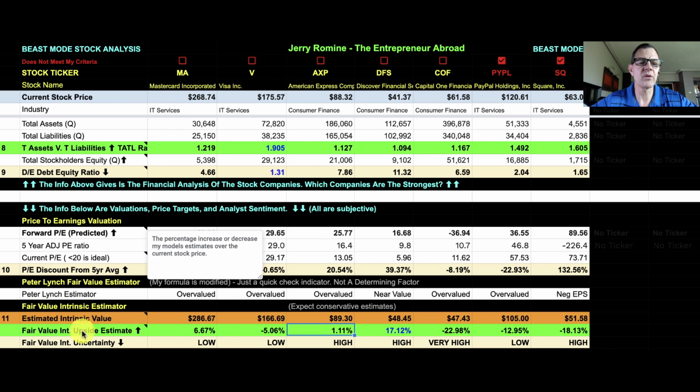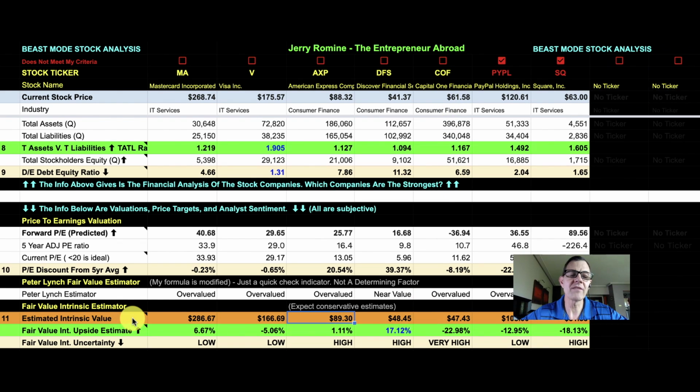Next, we've got the Fair Value Intrinsic Upside Estimate, and that number is either going to be positive or negative depending on where the numbers come in. And then we've got an uncertainty level. This is just the uncertainty that we have in these numbers. For example, we've got a very high uncertainty level for Capital One Financial. Whenever possible, I like to buy below that intrinsic value. However, it doesn't always work out that way, and again, this is just one indicator and one data point of many that we want to consider.